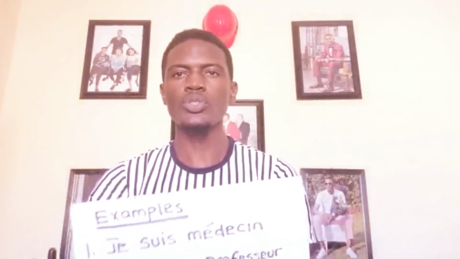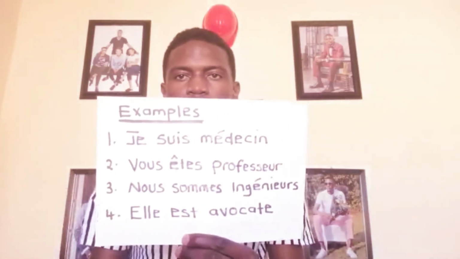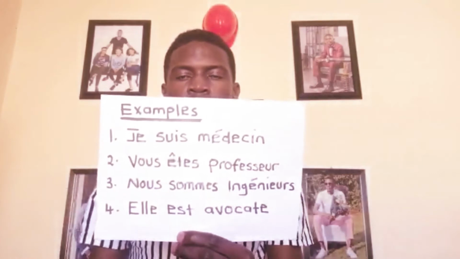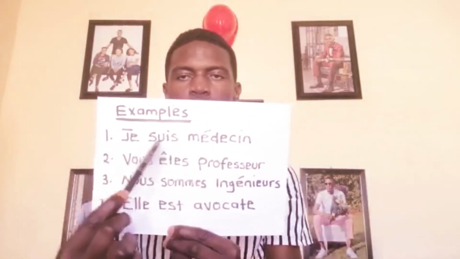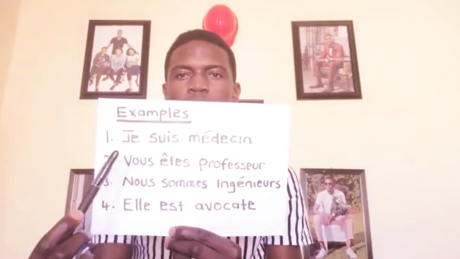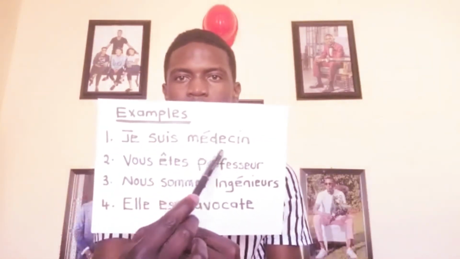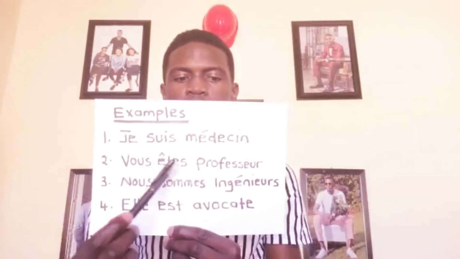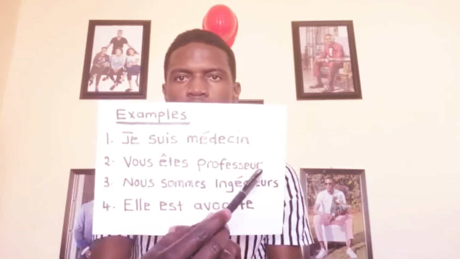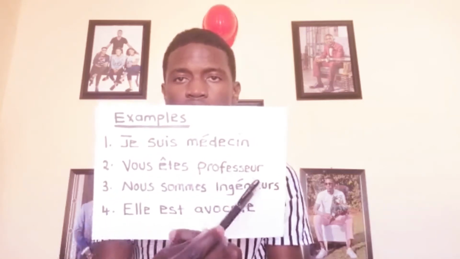Now we're going to look at a few examples of how to use the verb to be when it's conjugated in its present form. Number one, we have, je suis médecin, to mean I am a doctor. Vous êtes professeur, you are a teacher.